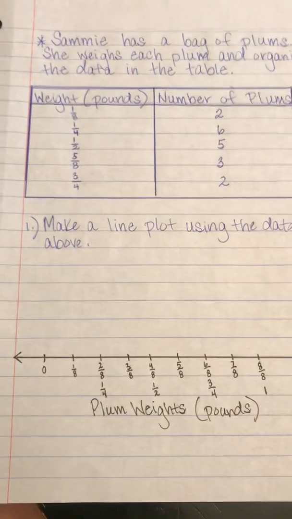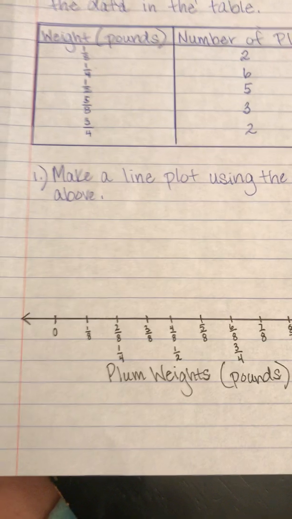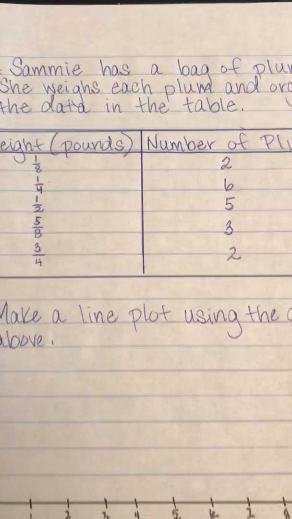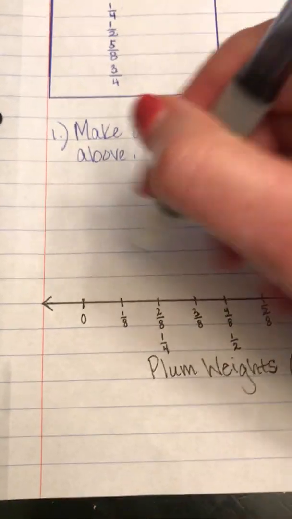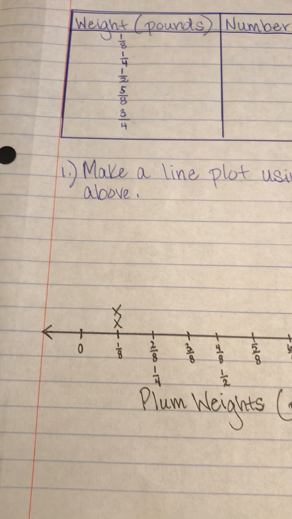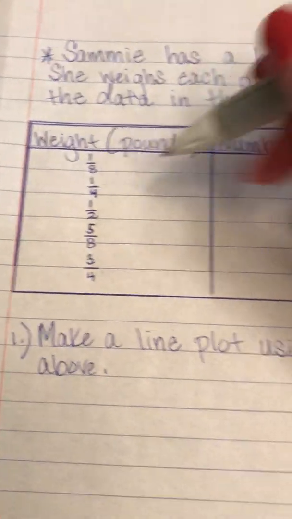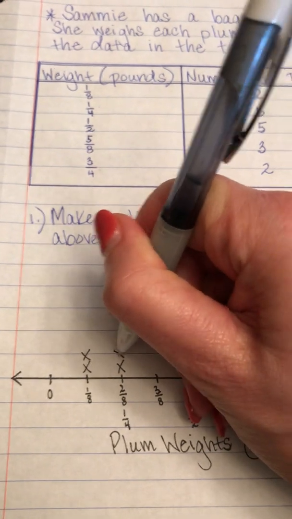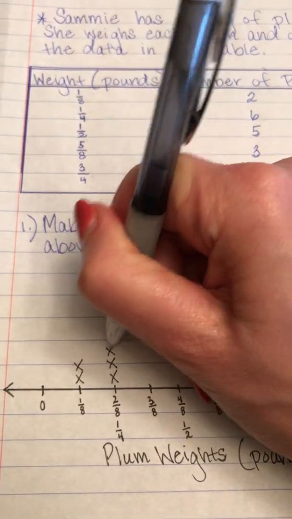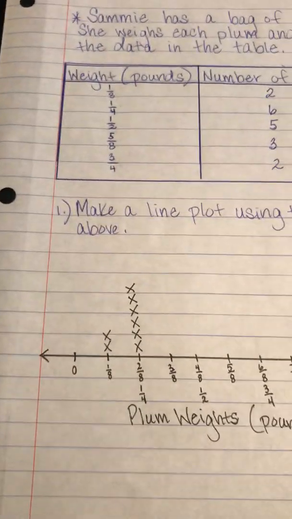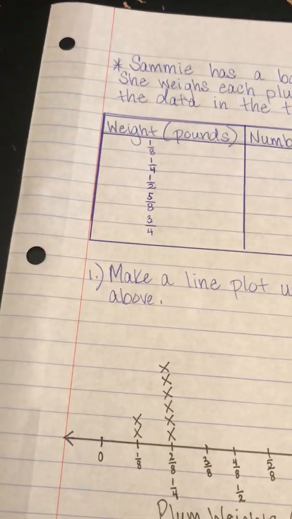Okay, now let's put our x's on here. So that is kind of the fun part of doing a line plot, are the x's. So let's look at our 1/8. We have 2 of them. So go down to your 1/8, 1x, 2x, done. 1/4, we have, oh my, 6. 1, 2, 3, 4, 5, 6, lots, okay? Ooh, I went a little crooked there, oh well.